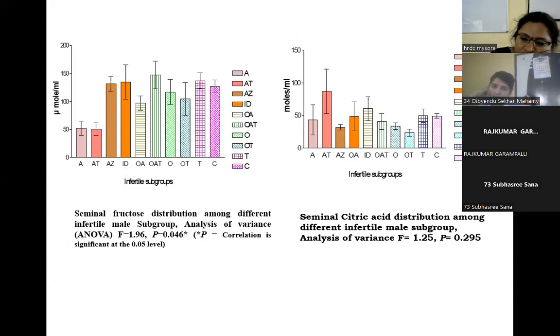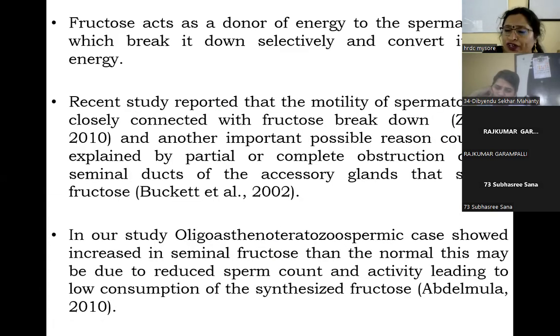Even in our study, we found some alteration in the seminal fructose distribution among different infertile groups, and the seminal citric acid distribution also varies. So fructose, I told you, is very important. It breaks down and converts into energy, and this energy supports the motility of the spermatozoa, and that's why the function of the seminal vesicle is very, very important.